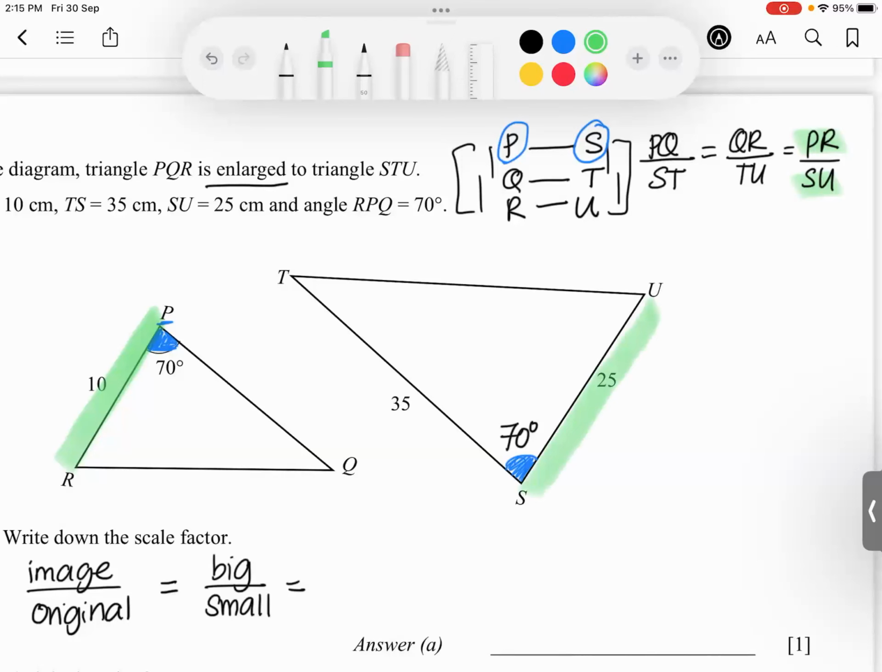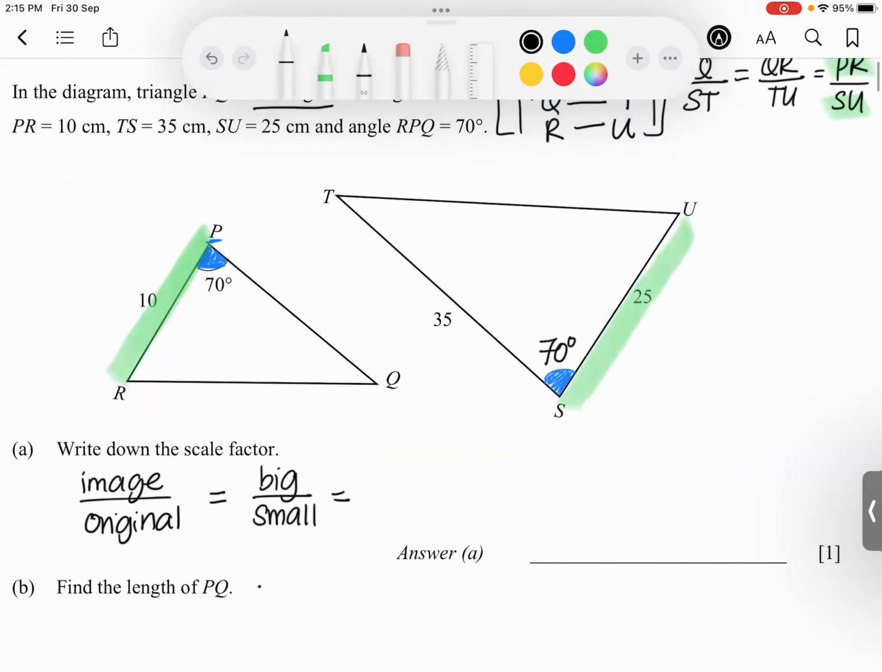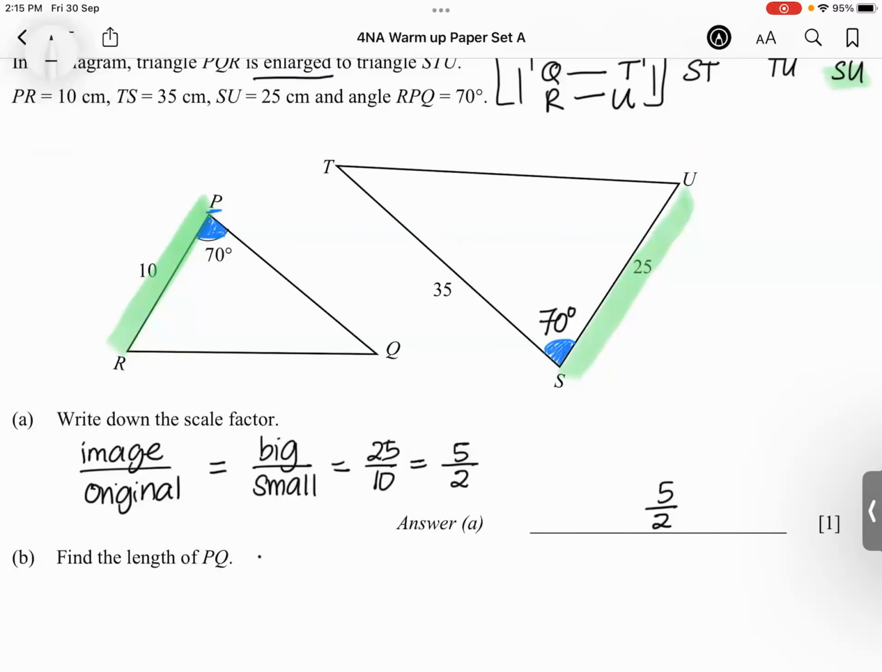So in this case, I'll write the scale factor 25 over 10. We can either write it in terms of a fraction or a decimal, decimal if and only if the number is exact. If not, then we can put this as 2.5 or 5 over 2. Personally, I prefer fraction, and I'll just leave it like that. Okay, next one. Now we have all the scale factor done already.